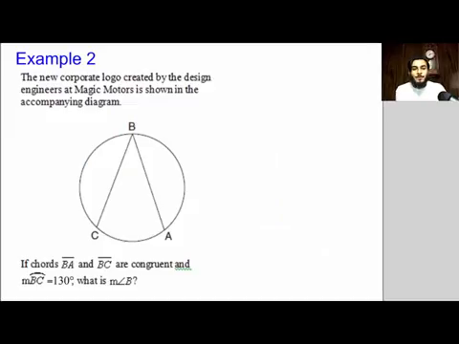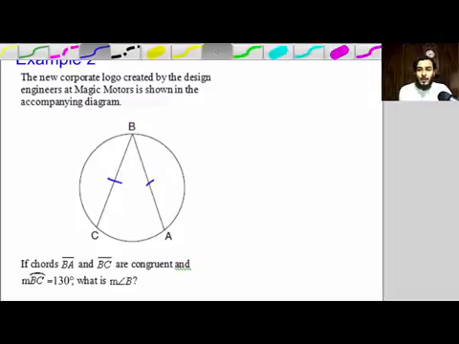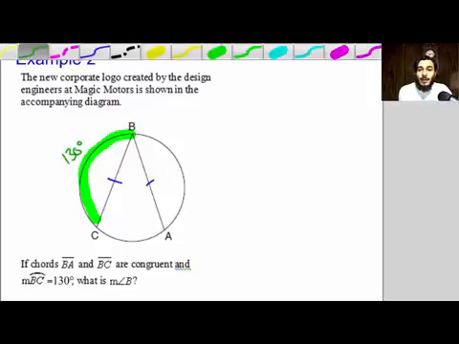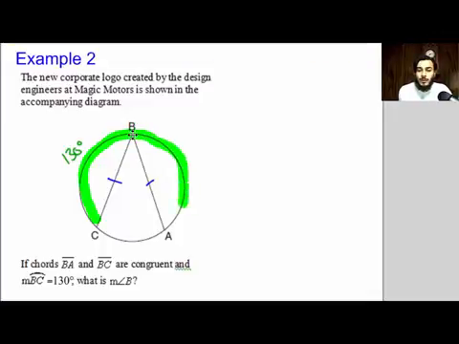Okay, let's try another example. Example 2. The new corporate logo created by the design engineers in Magic Motors is shown in the accompanying diagram. If chords BA and BC are congruent, so we're told that these chords are congruent, and the measurement of arc BC is 130, what is the measurement of angle B? So let's label. Okay, we are told that the measurement of arc BC is 130 degrees. Since these two chords are equal, we can conclude that the measurement of arc BA is also 130 degrees.